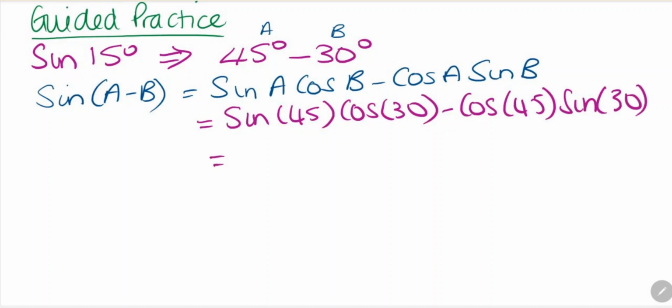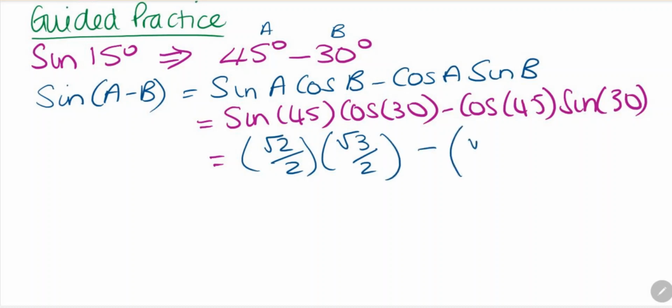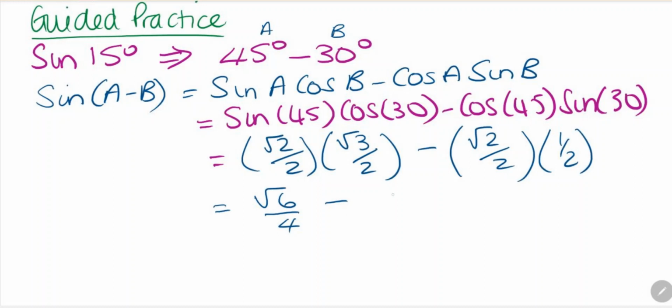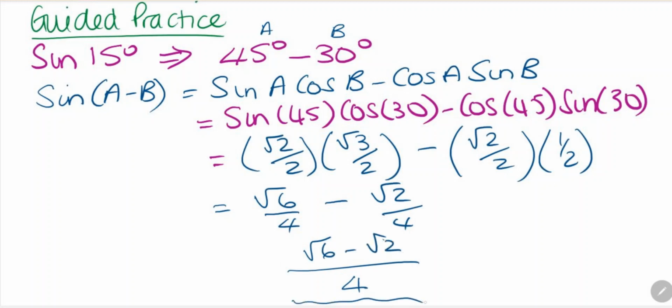So the values: sine 45 is root 2 over 2, and cosine of 30 is root 3 over 2. Cosine 45 is root 2 over 2, and sine of 30 is a half. If we multiply these, we'll have root 6 over 4 minus root 2 over 4. And we just write over one denominator. And there's our answer: root 6 minus root 2 over 4.